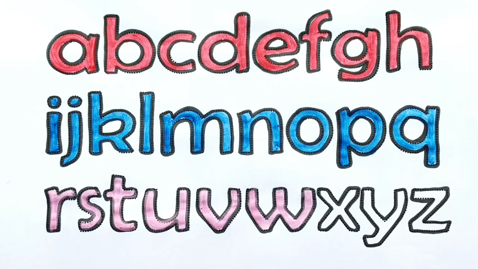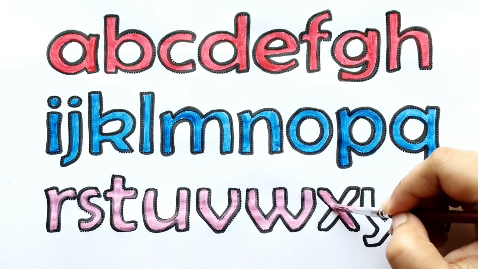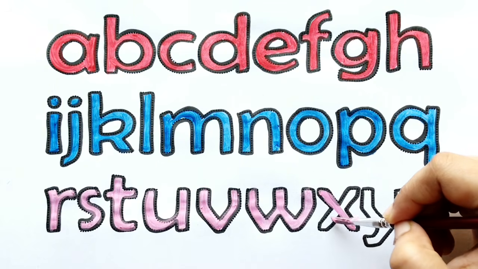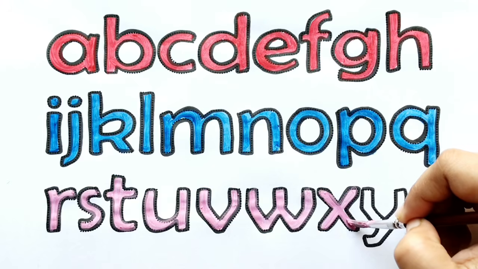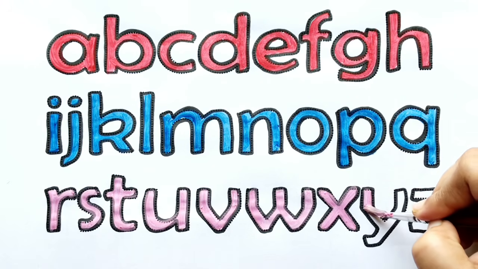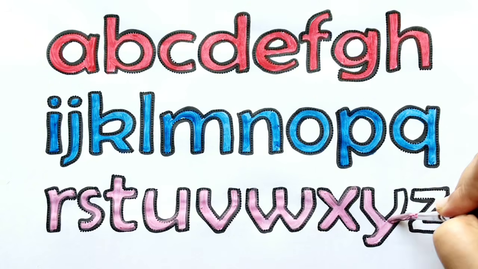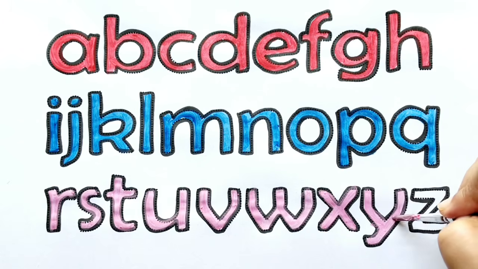X for xylophone. Y for yo-yo. And Z for zebra.